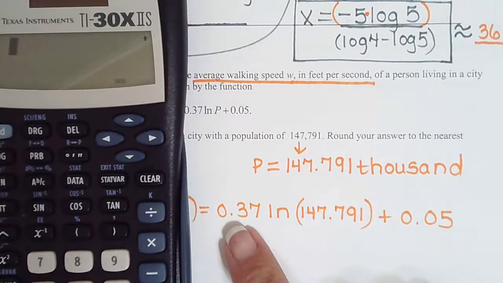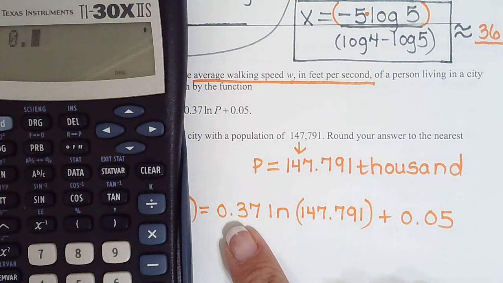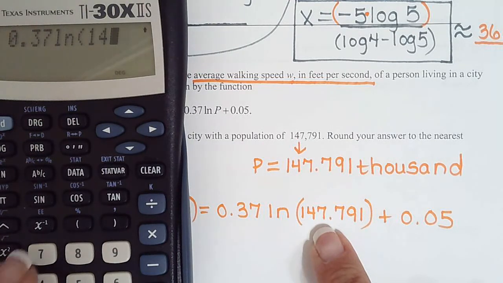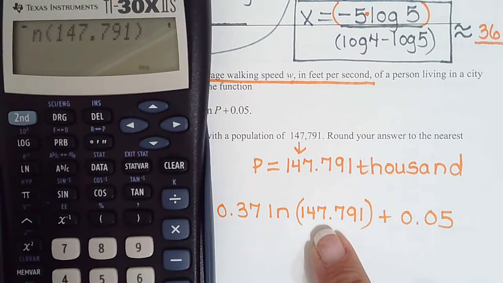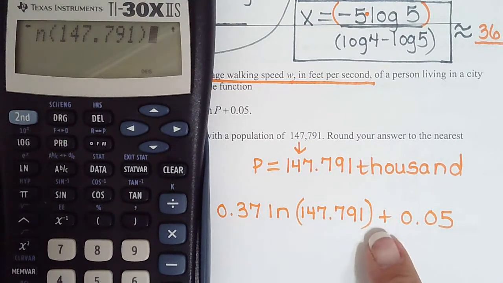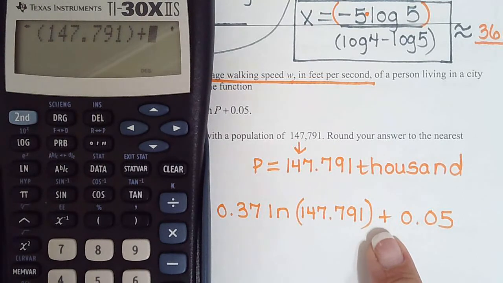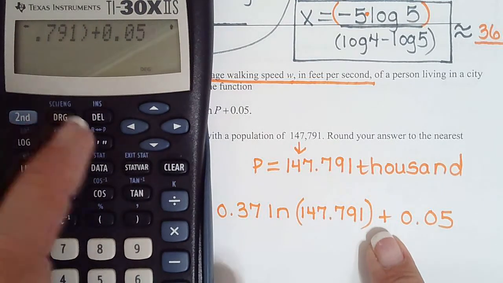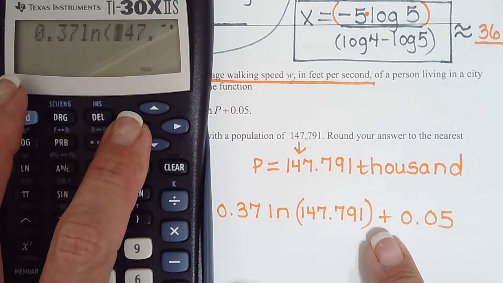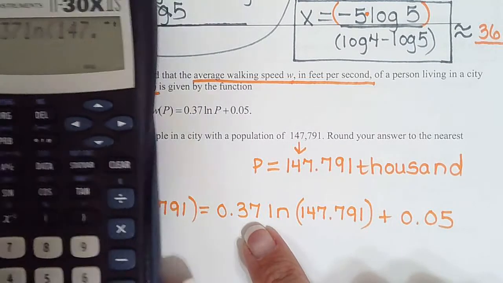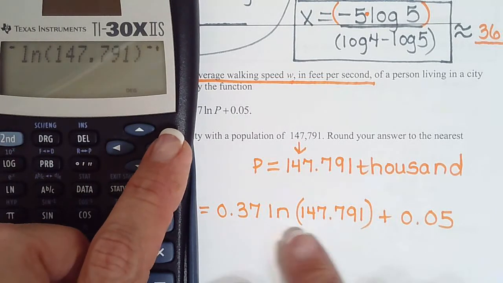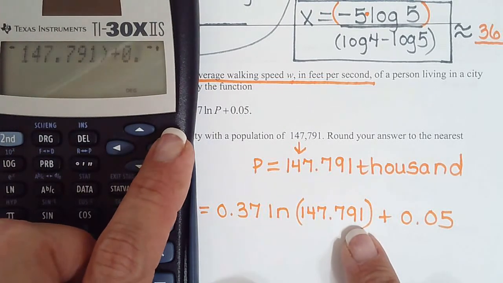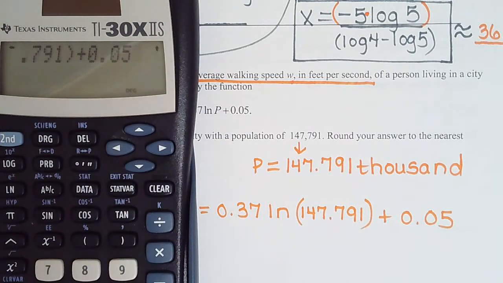Let's do this first. So 0.37 natural log 147.791 close. So we have that correct. Plus 0.05. And I just like to kind of skim through it and make sure everything looks good. So 0.37 natural log, and you can use your right and left arrow key to see that, 147.791. I closed my parentheses, plus 0.05.